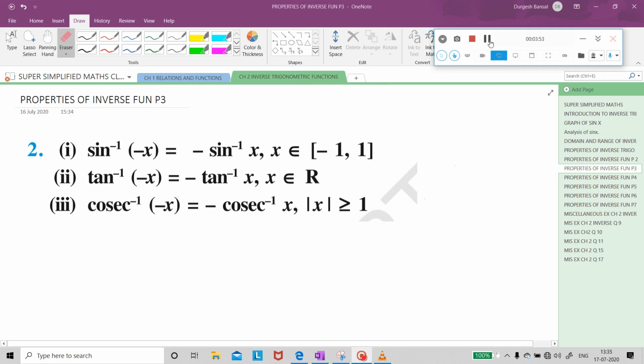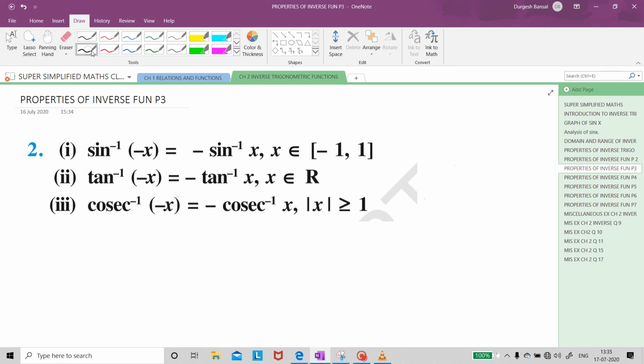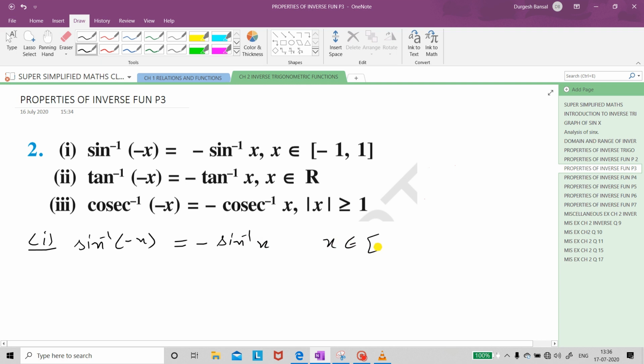Now students, the next property says that sine inverse of minus x is equal to minus of sine inverse x. Here also you can check that x belongs to the domain of sine inverse function. The domain of sine inverse function is from minus 1 to 1. So x is either this x or it is this x. They both belong to the given interval. So now we have to prove this property.